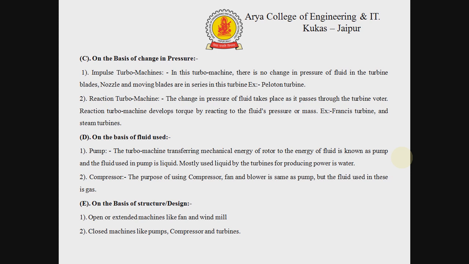Next classification is on the basis of fluid used. In this classification, again there are two types of turbo machine. One is pump and the other is compressor. The turbo machine transferring mechanical energy of the rotor to the energy of the fluid is known as a pump, and the fluid used in a pump is liquid. The liquid mostly used by the turbines for producing power is water.